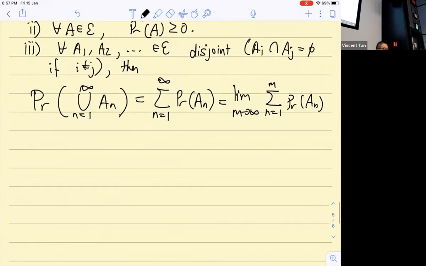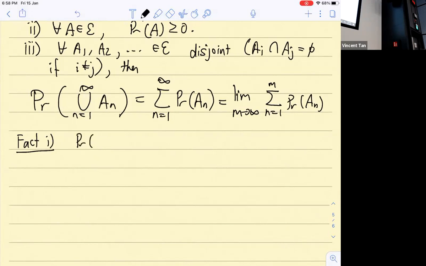So now we have the 3 axioms of probability. And what am I going to do? I'm going to prove to you 8 facts. Some of them are very trivial, you may think, but all these are examinable. Okay?